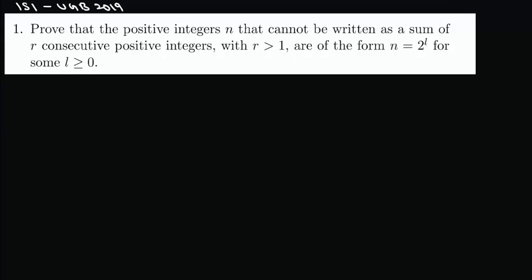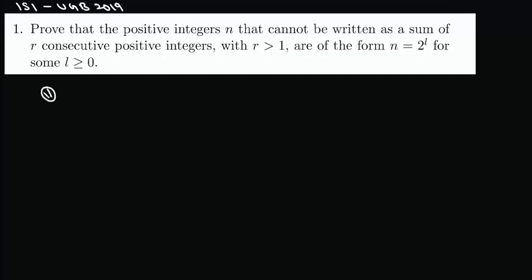Today I have decided to redo an ISI 2019 B-Stat B-Math UGB problem, and the problem is: prove that the positive integers n that cannot be written as a sum of r consecutive positive integers with r greater than 1 are of the form n equals 2 to the power l for some l greater than 0.